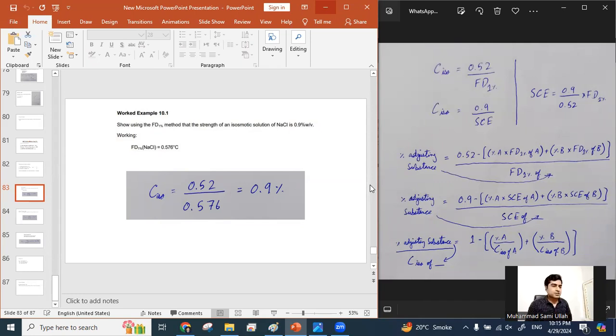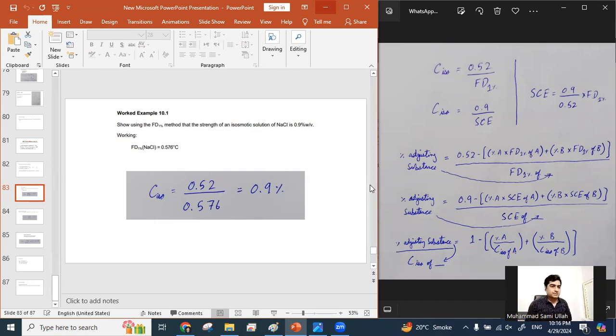The FD 1% method: the strength of an isosmotic concentration of NaCl is 0.9% weight by volume. What they have given us in the question is the FD 1% value of NaCl, just that, and we need it. They are not clearly saying CISO here, but they are saying the strength of an isosmotic solution, which means the concentration of an isosmotic solution. That is the same thing.